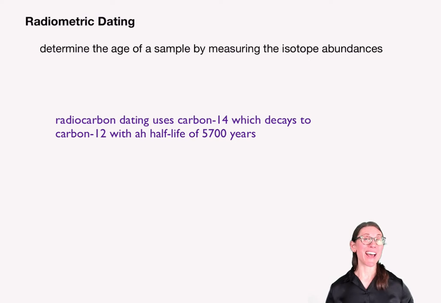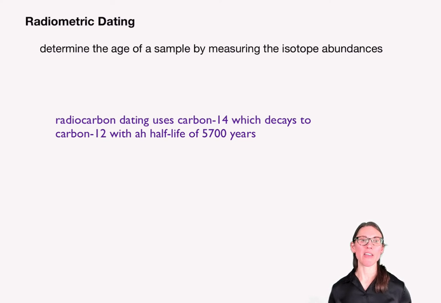So if an object has a ratio of carbon-14 to carbon-12 that's about half that of the atmosphere, then it died about 5,700 years ago, one half-life ago. We can use the integrated rate equations on the previous page to determine specific ages, just plugging in that ratio for Nt and N naught.